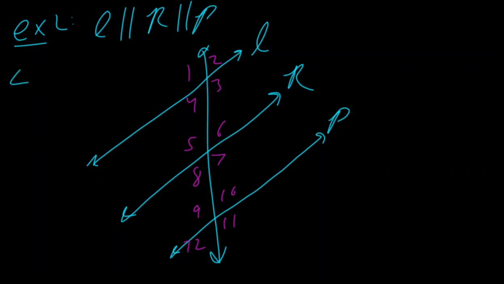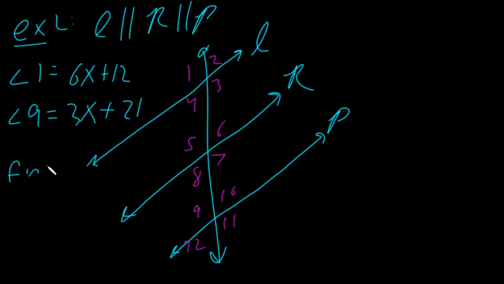Let's say we know that angle 1 is equal to 6x plus 12. And let's say angle 9 is equal to 3x plus 21. Alright, and here's what I want you to do. I want you to find, we'll get real tricky here, find angle 8. I want you to find angle 8. Okay, so let's get rolling.